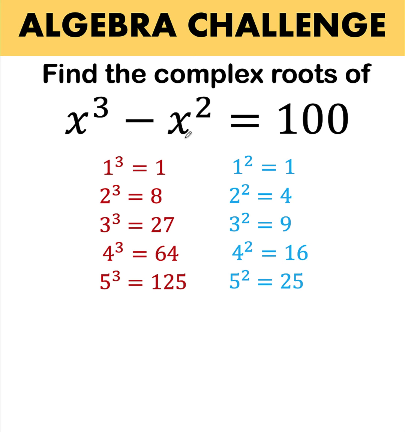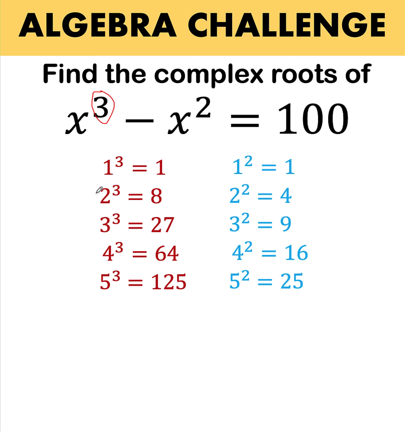Notice that from here, we can already find the real solution for this cubic polynomial. Because you have here 5 cubed equals 125 and 5 squared equals 25. If you subtract 25 from 125, you will get 100. So by trial and error, you already know that the answer for x here is 5. But by the fundamental theorem of algebra, we are expecting 3 complex roots here, equivalent to the degree of the polynomial, which is the degree of the term with the highest exponent.